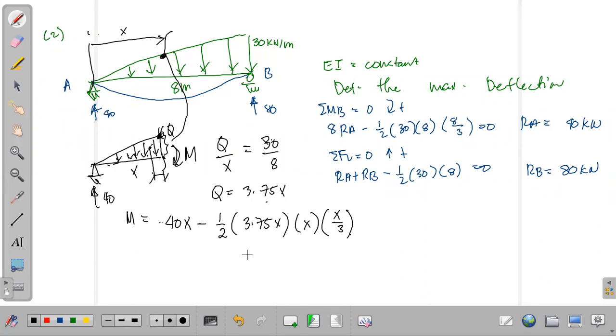Okay? So please simplify this so that our integration later on will be easier. We have 40x minus, simplify this, 1/2 times 3.75 times 1/3. We have 0.625x raised to 3. So this is our simplified equation. We simplify first so we won't have difficulty later on in the integration. Okay? So this will be our moment equation.